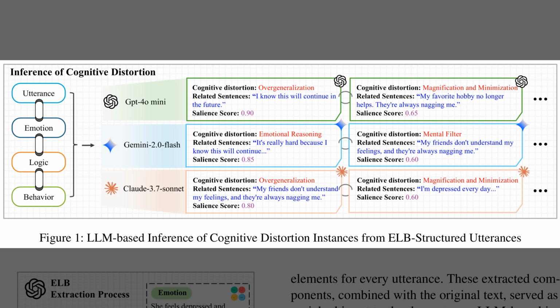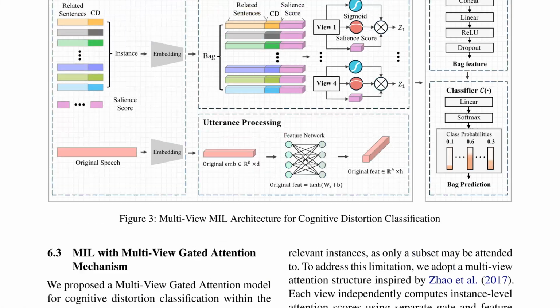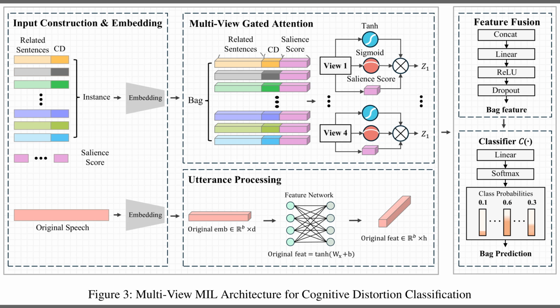Figure 1 now shows how 3 large language models turn those ELB cues into multiple distortion instances, each with a type, a quoted snippet, and a salience score. The left stack feeds the utterance and ELB parts into the models, while the right panels list outputs like overgeneralization, mental filter, and magnification and minimization, with scores around 0.90 to 0.60. These instance sets become the bag for the multi-view attention classifier. So the instance sets fed the classifier in the prior step.